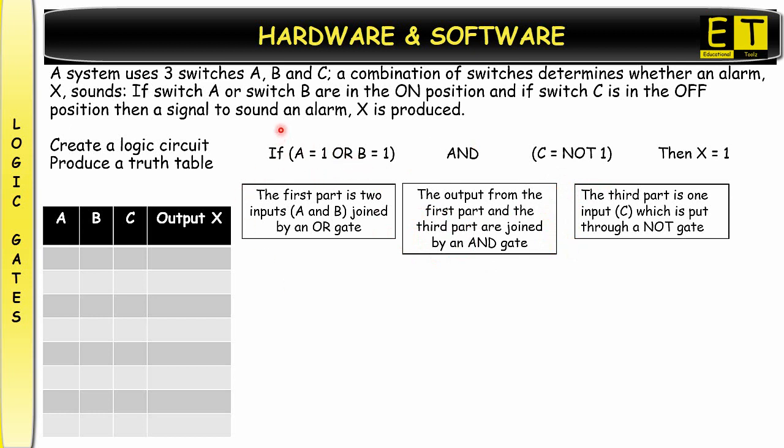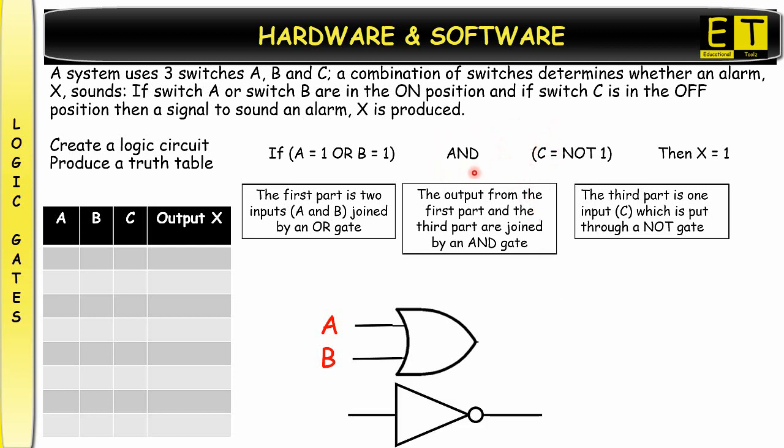So we need to start off with the OR gate and put in the inputs A or B. The next part will be inserting the NOT gate with the input C. And the final part is inserting the AND gate with the output X. Now it's time to check if our logic circuit works as it should.